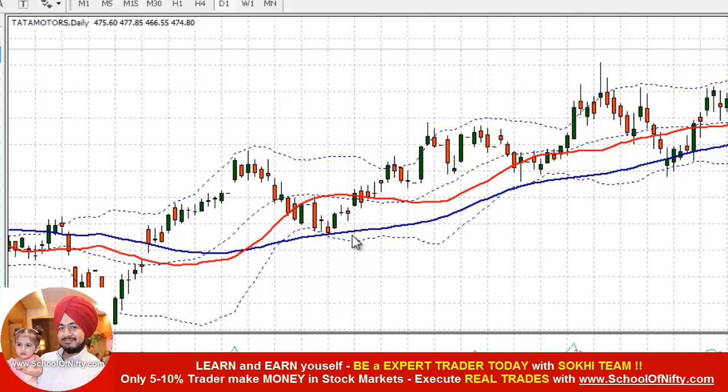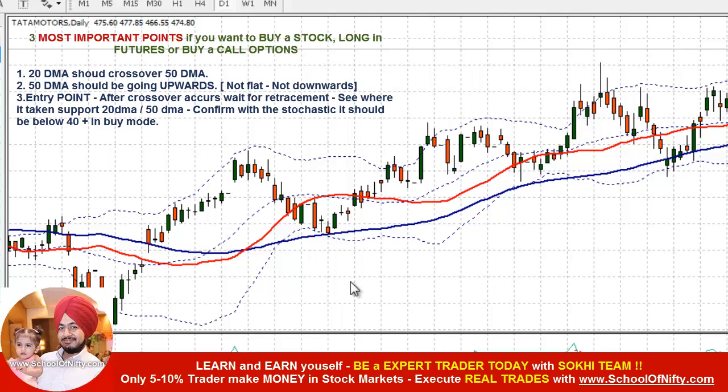So the first and the most important point which you all have to see, guys, is that when you want to go long in a stock, or if you want to buy a stock, or even if you want to buy a call option of a stock, many of the friends prefer option trading. Even for them, whenever you are looking for a buy in a stock, the first thing you have to make sure, please take note of this, guys, is that the 20 days moving average should cross over the 50 days moving average. Fine. This is the first criteria.